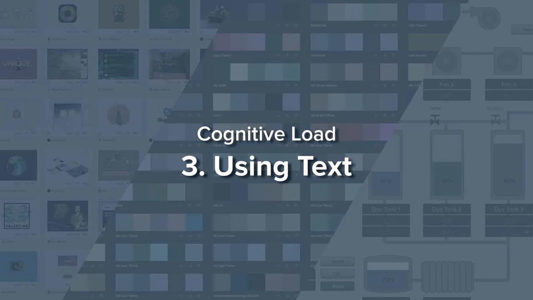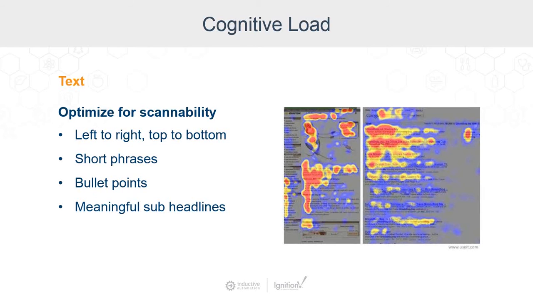So our third principle is text. Namely, you want to optimize for scannability. As you can see with the graphic to the right, we don't actually read a whole lot. We scan. Our eyes jump around from element to element looking for the right information. So when you're trying to optimize for this behavior, you want to do a couple of things.